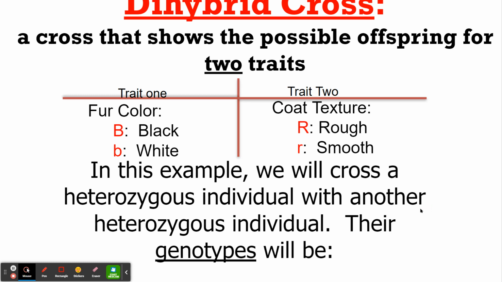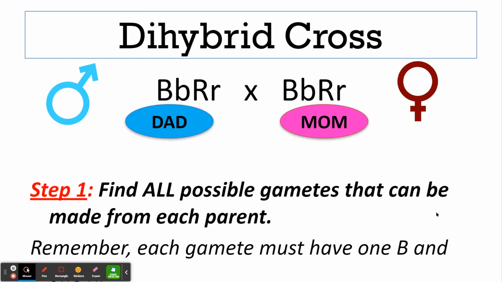Dihybrid crosses. Don't forget you're going to have one on the short answer tomorrow. So a cross that shows the possible offspring for two traits, like fur color, capital B black, little b white, and capital R, little r, rough, smooth, coat texture. In this example, we're going to cross a heterozygous individual with a non-heterozygous individual, and their genotypes will be capital B, little b, capital R, little r, crossing with capital B, little b, capital R, little r. Now you need to do that tomorrow.